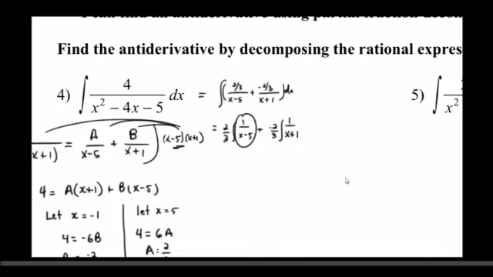Now looking at this antiderivative, this is an example of du over u. And as I said before, the antiderivative of du over u is the natural log of u. So this is 2/3 times the natural log of the absolute value of x minus 5. And then here we've got a -2/3. This is another example of du over u. So that's going to become natural log of x plus 1.